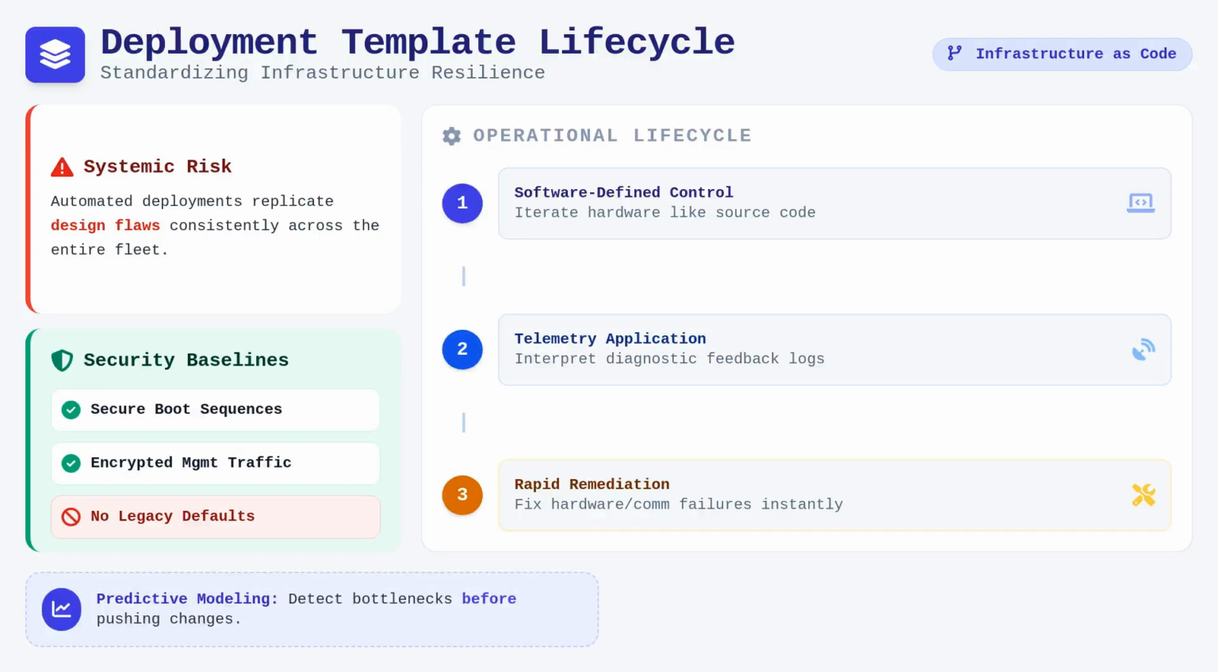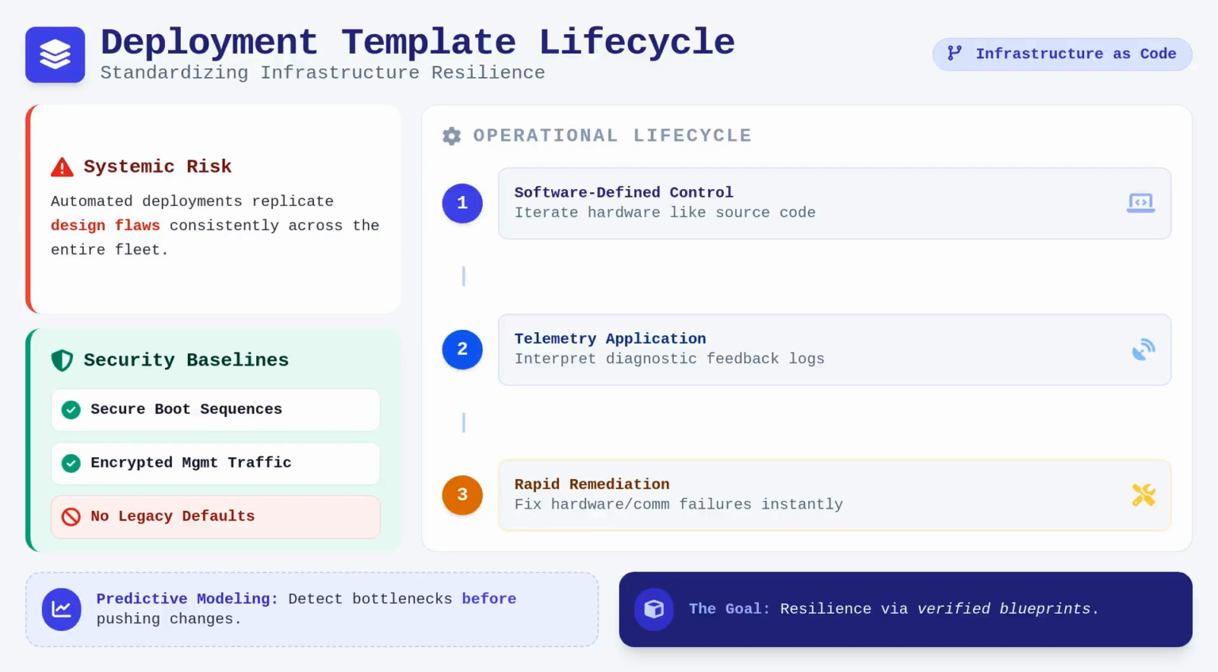Predictive failure modeling within the platform can often alert you to hardware bottlenecks before you attempt to push a template change, but you must actively monitor these telemetry streams to gain that visibility. Ultimately, the use of deployment templates is about building resilience into the very fabric of your data center by ensuring that every system component is defined by a tested and verified blueprint.